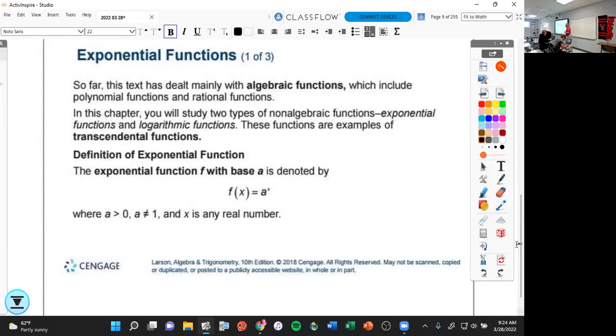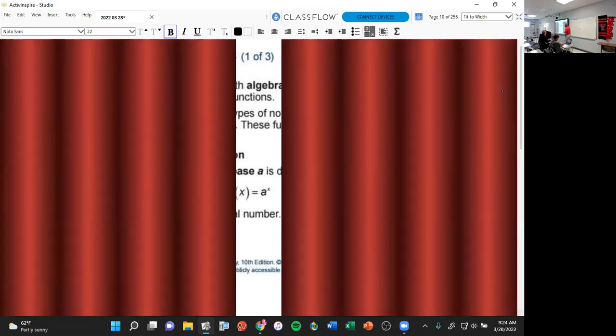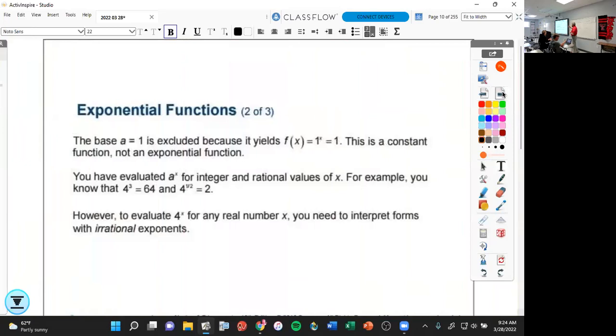So A has to be greater than 0, but it can't be 1, because what happens when you raise 1 to any power? 1 to any power is 1, which would make it a constant, okay? So x can be any real number. Base 1 is excluded because it yields f of x equals 1 to the x power, which is a constant function, not exponential.